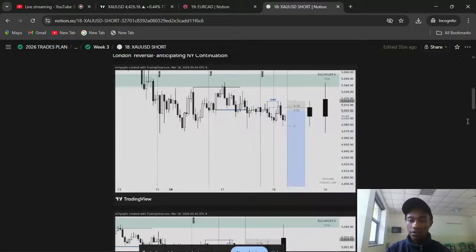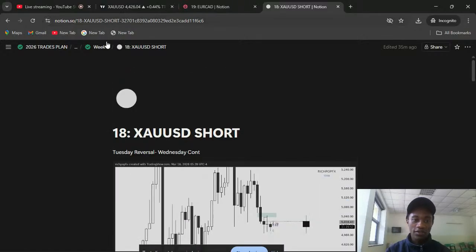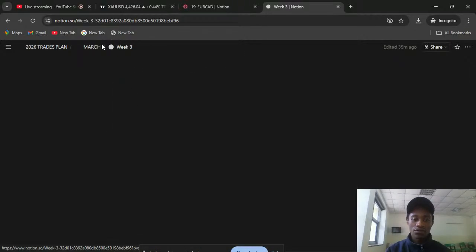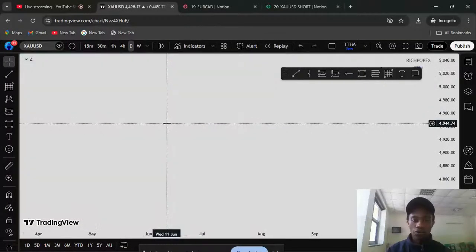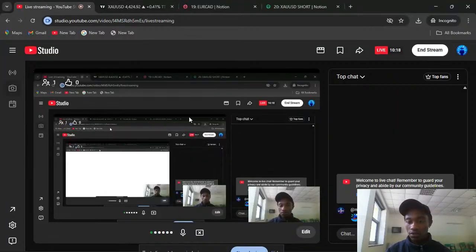So this is my first trade. No, that's it. The first trade I was gonna take, and I didn't. Okay, now, bearish, right? Just bearish because we had Tuesday reversal.